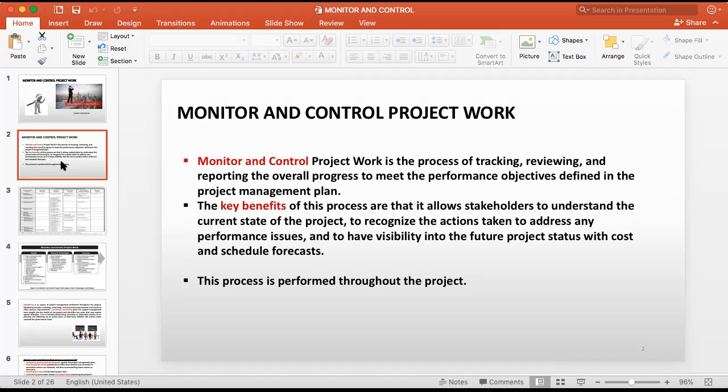So the key benefit of the process is that it allows stakeholders to understand the current status of the project. That is the most important part, and this process is performed throughout the project. While the project is going on, you are active in this monitoring and control project work process, because it is a continuous process. You can't keep out of that. So when you are doing a project, you have to be at it, because there's no other way to ignore that one, because you will miss your reporting, your tracking.